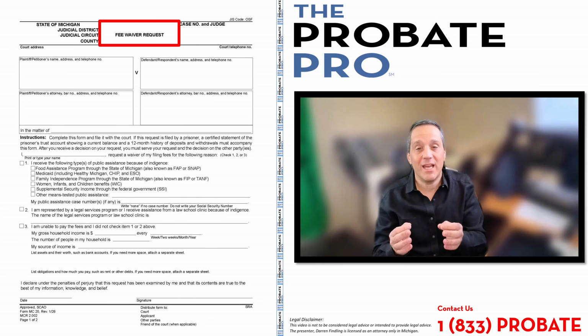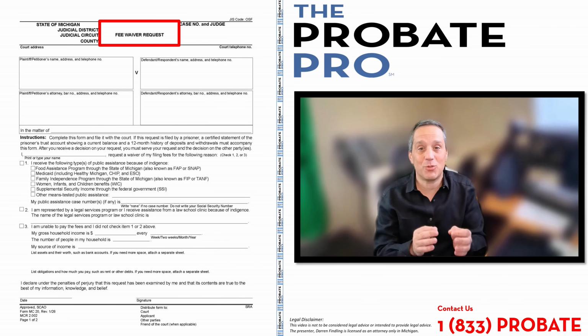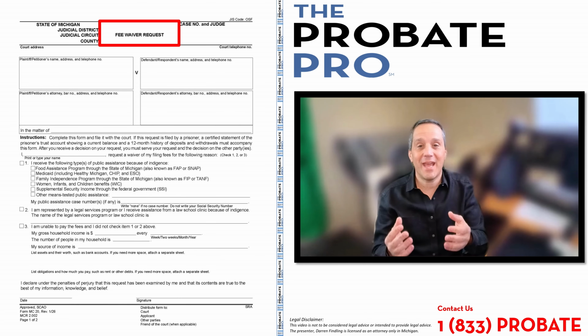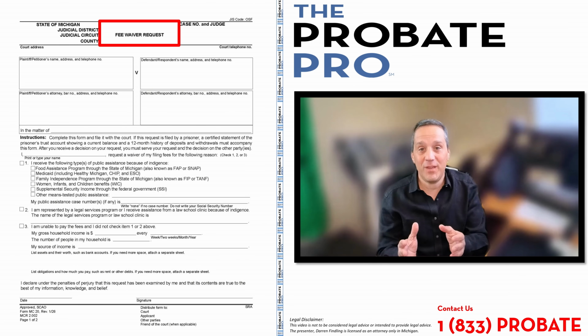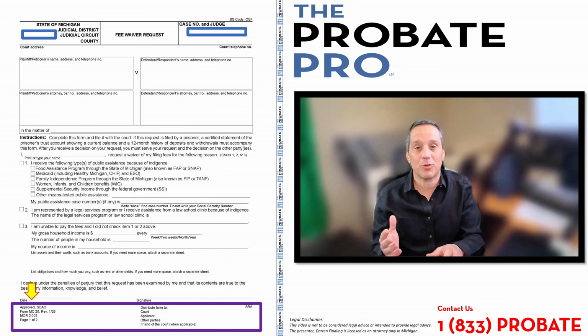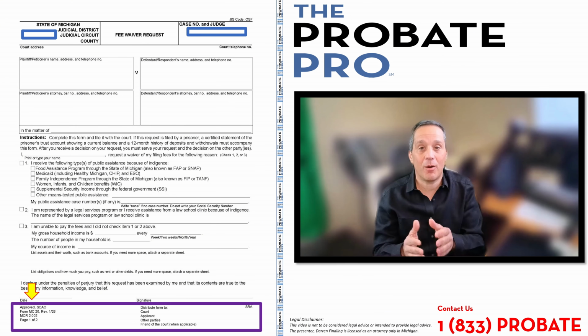We're going to be covering SCAO Form MC20. This is a request of the court to allow you to not have to pay the filing fee or filing fees associated with the matter that you're involved in. This is governed by a particular court rule, that being MCR, Michigan Court Rule 2.002.